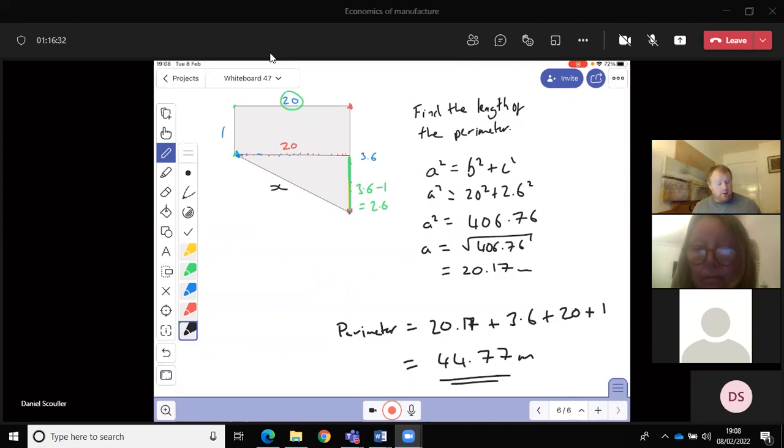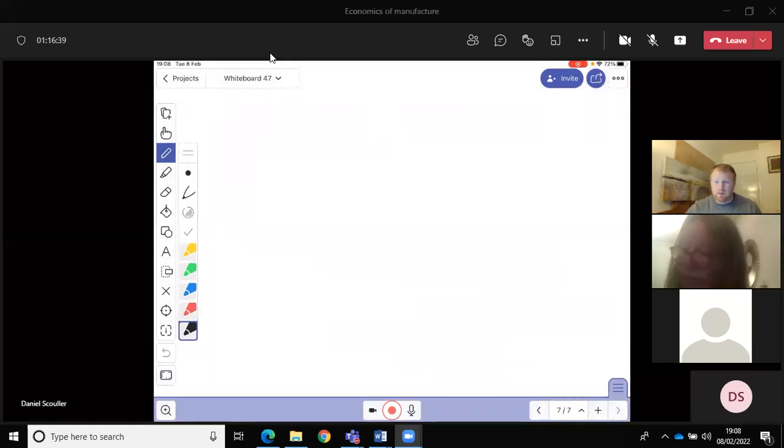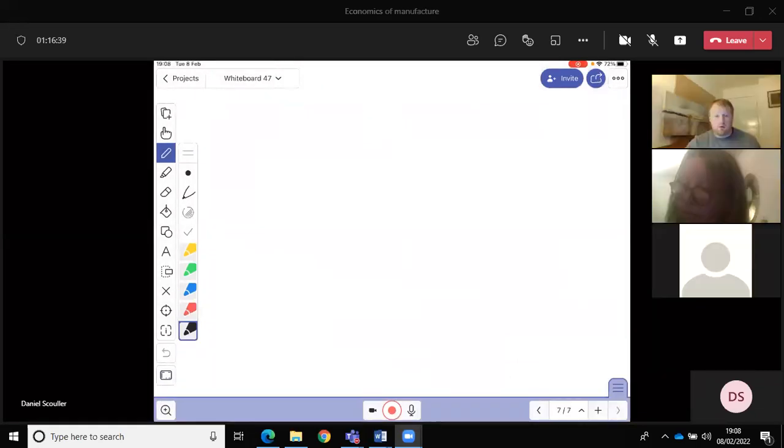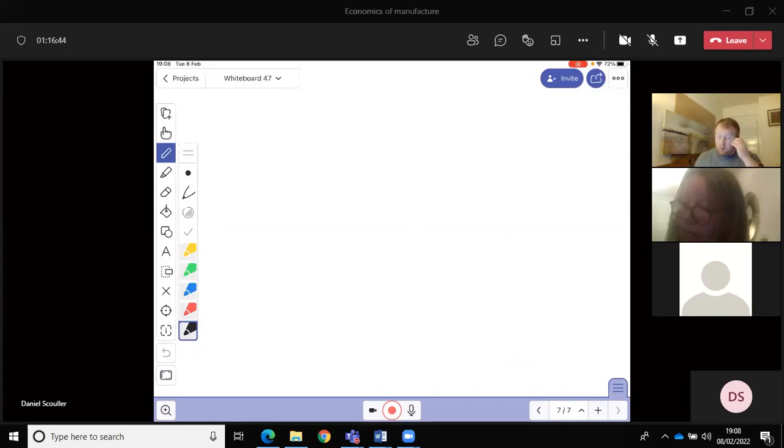Last type I want to show you, in fact 2 more types I want to show you, before we take a wee break. We'll be working with something called bearings. We've not done bearings at all. Effectively, it's just your north, south, east, and west, working within that off a compass. We'll do this in a wee bit more detail next week, but a question that could come up would involve a right angle.